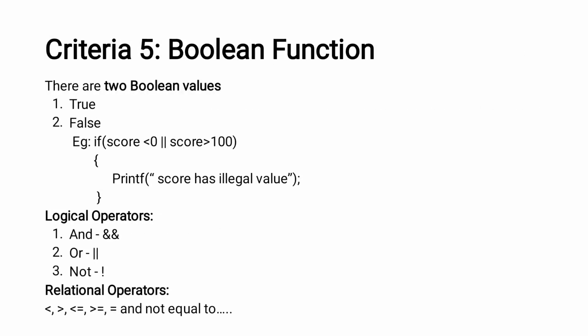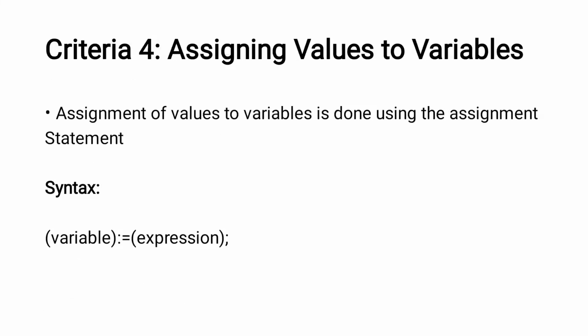Criteria number 5 is for Boolean functions. Boolean always represents either true or false. For example, if score is less than 0 or score is greater than 100, it will print score as illegal value. If the statement does not match this, it will not represent the illegal value. And what are the logical operators we are going to use? The logical operators are and, or, and not.